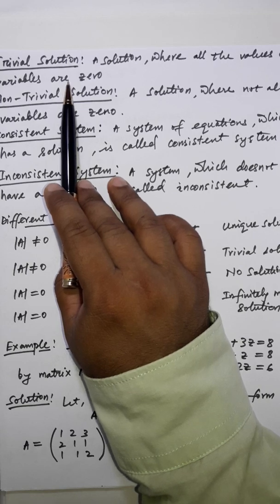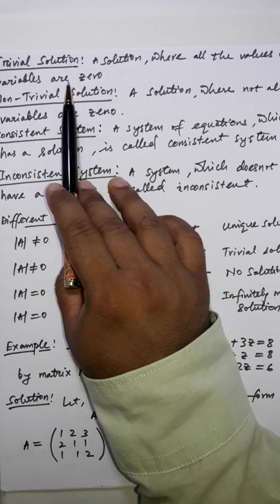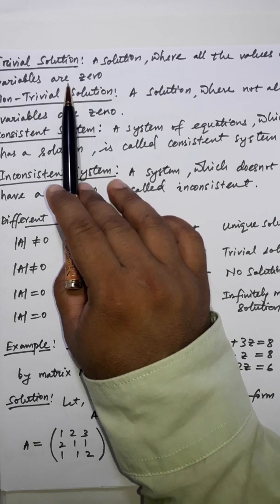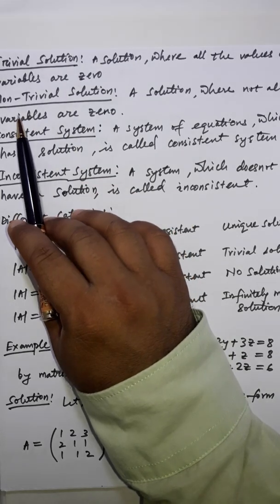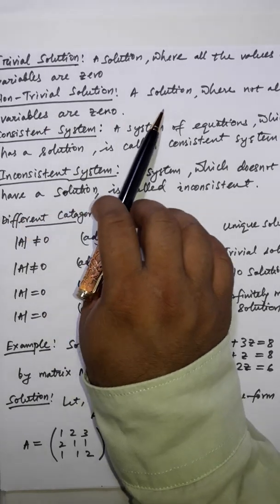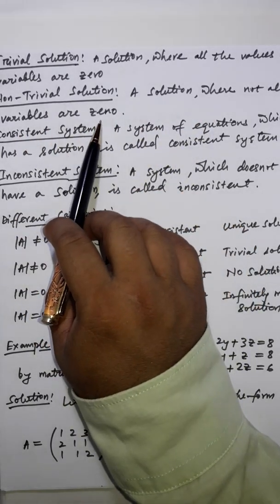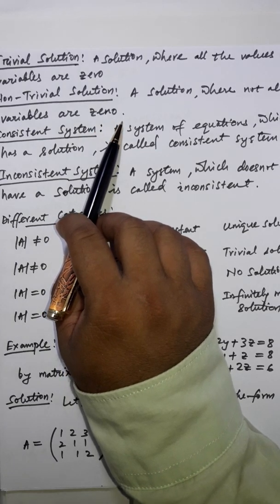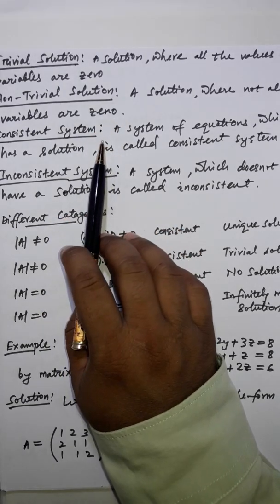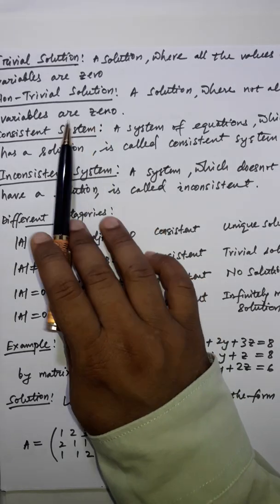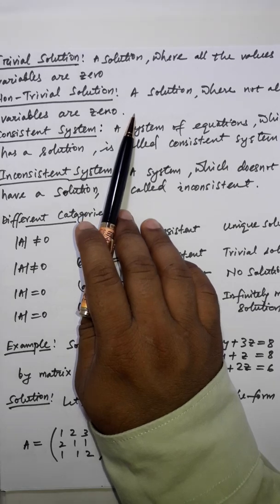If the values of the variables x, y and z are all together equal to 0, then that type of solution is called a trivial solution, and it is called non-trivial when the values of the variables are not all 0 at a time. Some of them may be 0, but not all of them are 0 at a time. This type of solution is called a non-trivial solution.